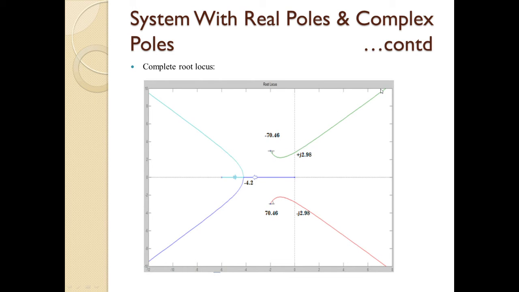So this is the complete root locus. There are 4 branches. One is this light green, another one is this blue, this green, and this red. These 4 are the branches which originate from the open loop pole locations and terminate at infinity by following the asymptotic angles.